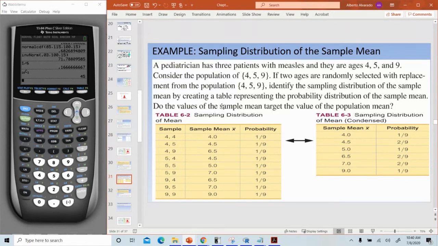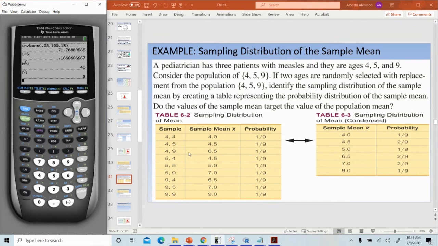It turns out creating a sampling distribution is kind of tough, even with just 3. 3 combination 2 would give us 3, but actually this is with replacement, so I wouldn't be able to do that. If you're able to replace them, that's another story. So you can do 4 and 4, 4 and 5, 4 and 9, 5 and 4, 5 and 5, 5 and 9, 9 and 4, 9 and 5, 9 and 9.